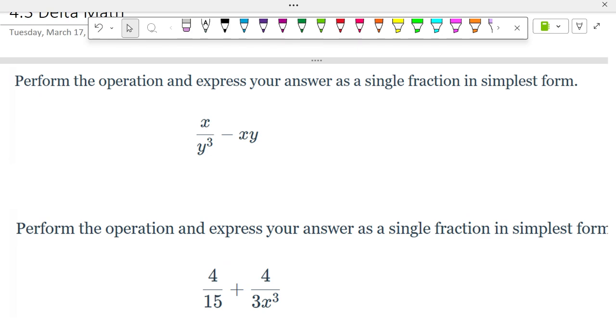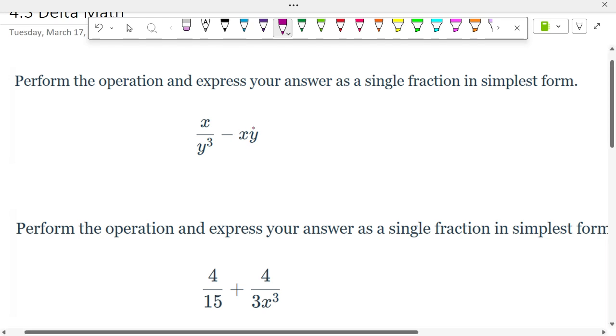Just write x over, right here on the board. So do x over y cubed minus xy. Write that down. So these are simpler versions of the fractions. So these do not have binomial factors. The factors are more monomial. So first off, if there's no denominator here, what's the unspoken one? 1.